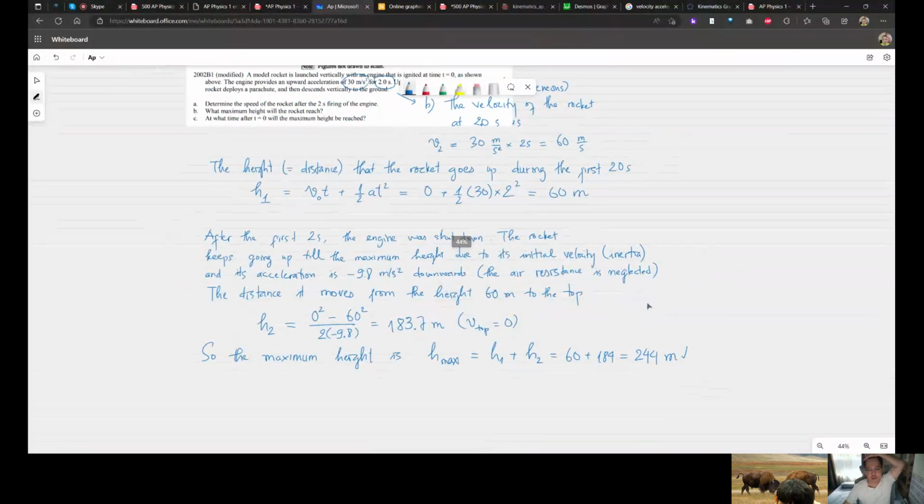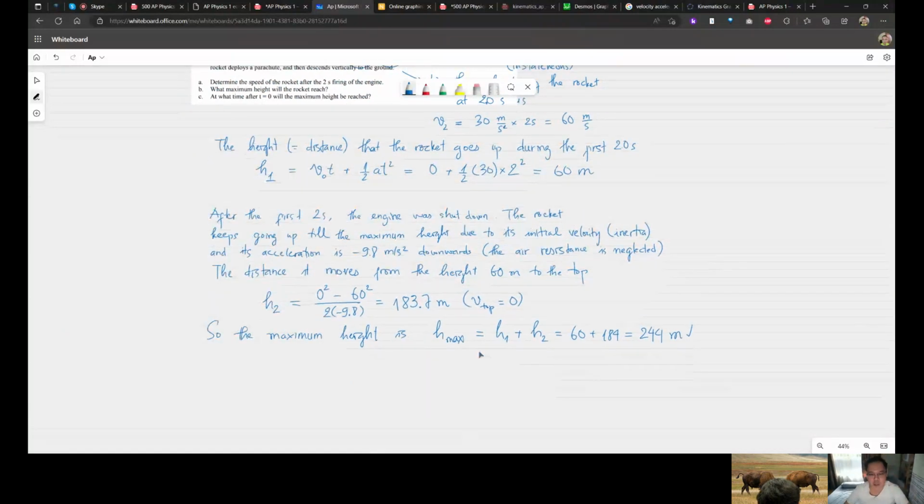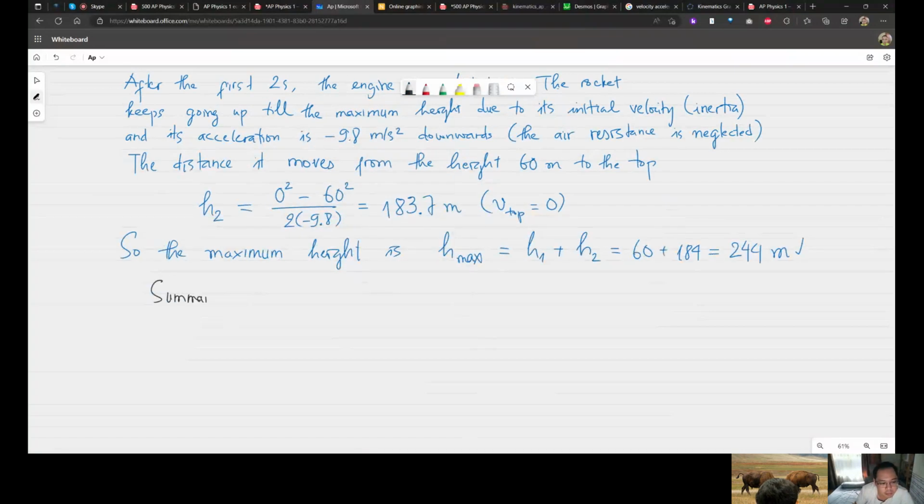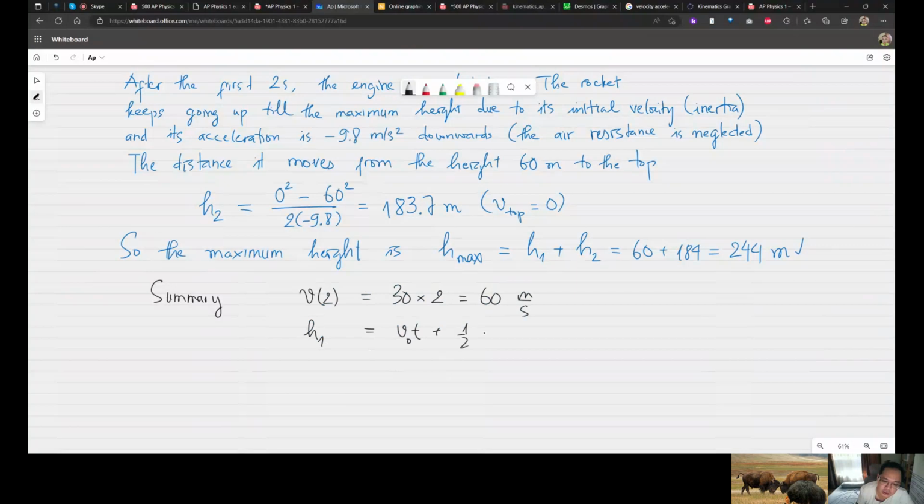To sum up, you only need to write steps like this. Firstly, the velocity after 2 seconds: 30 m/s² multiplied by 2 is 60 m/s. Then the second step, h1 equals v0 t plus 1/2 a t squared, equals 0 plus 1/2 of 30 multiplied by 2 squared, equals 60 m.